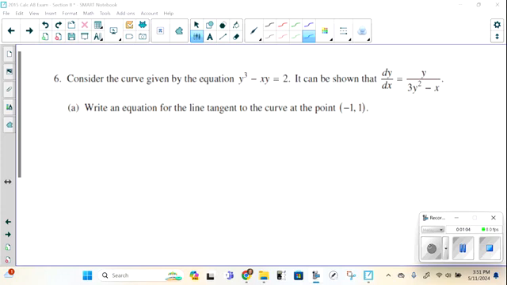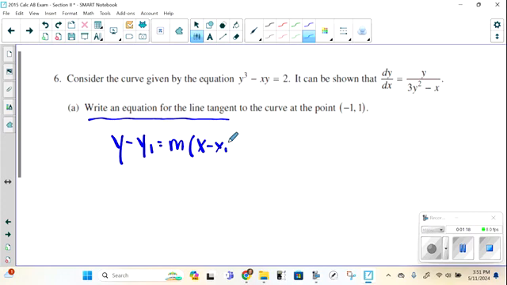Easy. First of all, when they say to write an equation of a line, we are thinking y minus y1 equals m times x minus x1. And when we think that, we need an x coordinate and a y coordinate, and then we need the slope, which is pretty much just the derivative. They give us all this, people. Here's our x, -1. Here's our y. And by the way, our derivative is this, y over 3y squared minus x. And all I've got to do is plug in my y1 and my x1 into that derivative to figure it out.